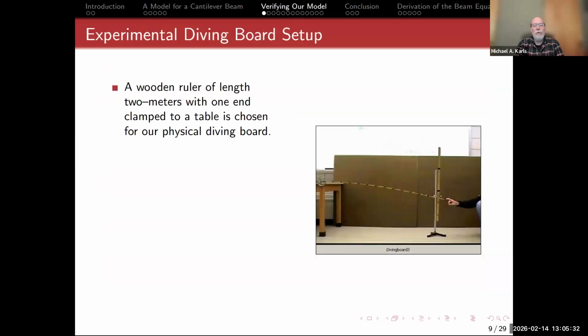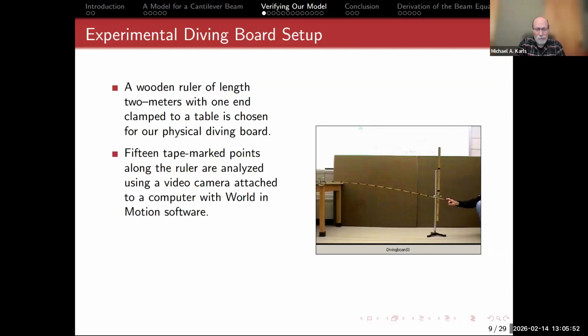Okay, so what we wanted to do is test out this model by performing an experiment. And so here's our, I guess you call it a quote, diving board. We used a 2-meter stick clamped to a table on the left end. That's what we use for a physical diving board. And that's Brenda pulling down the diving board on the right end there. And then we marked off 15 tape mark points along the ruler.